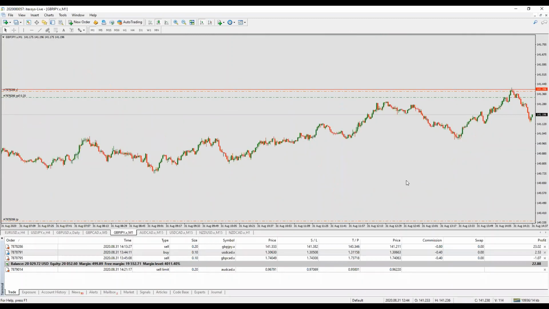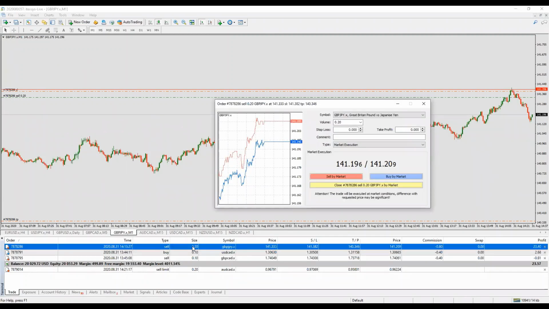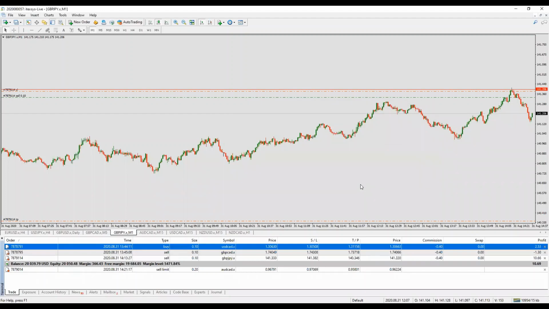I think we can maybe close part of this position. For those who don't know how to close part of a position, you can just double click on the position, set here the amount you want to close and close. Okay, at least we took something for now. All right, and just close it again.